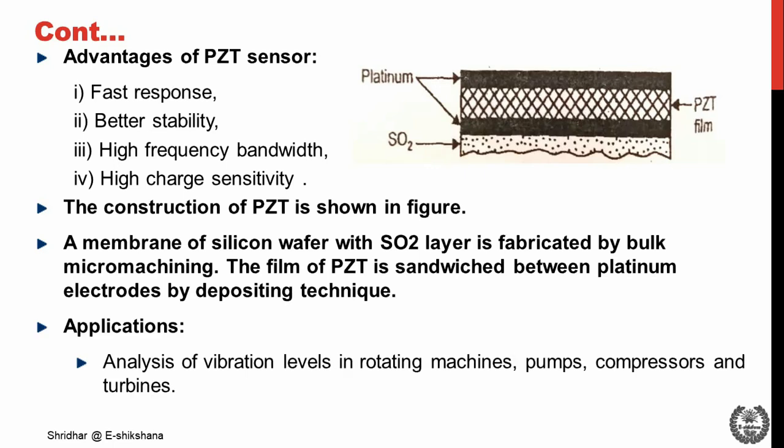According to the working principle, the PZT film experiences a force and an electric charge is developed across it, and this charge variation can be converted to a voltage variation at the output by a charge amplifier. The applications are suited for measuring and analyzing vibration levels at rotating machines, pumps, compressors, and turbines. These measurements may be useful for controlling the vibration to check noises and damages for rotating machines.